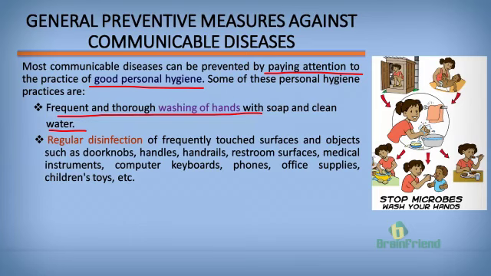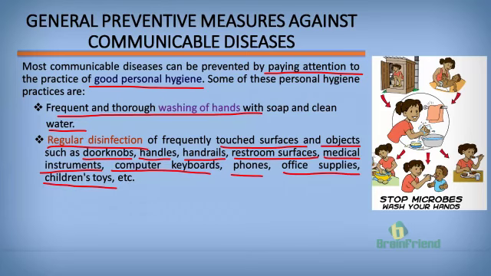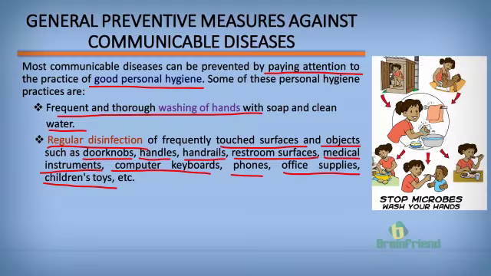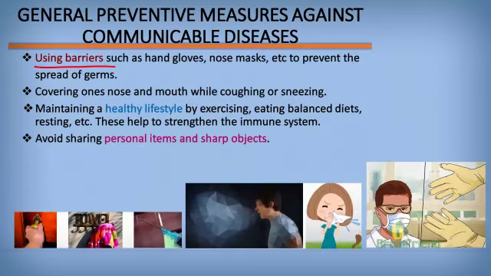Another good personal hygiene practice is regular disinfection of frequently touched surfaces and objects such as doorknobs, handles, handrails, restroom surfaces, medical instruments, especially for those in the medical field that work in hospitals and clinics, computer keyboards at school or in the office, phones, office supplies, children's toys. So we must regularly disinfect objects and surfaces around us, okay, to minimize the transmission of communicable diseases. Another way is by using barriers such as hand gloves, nose masks, etc. to prevent the spread of germs.